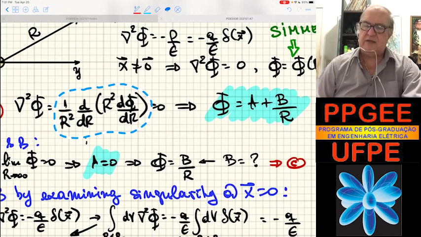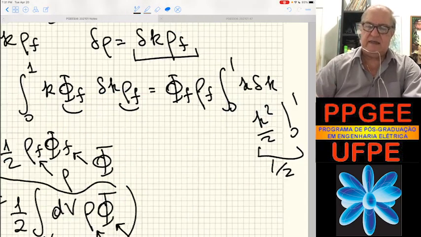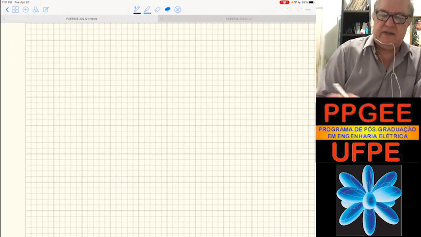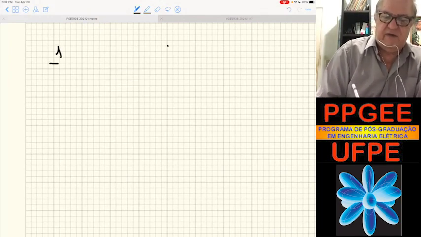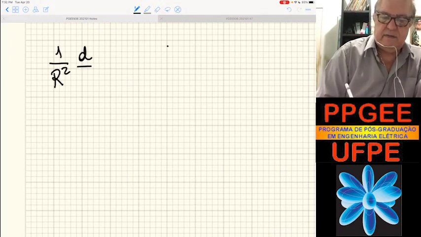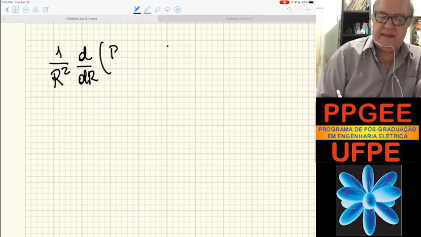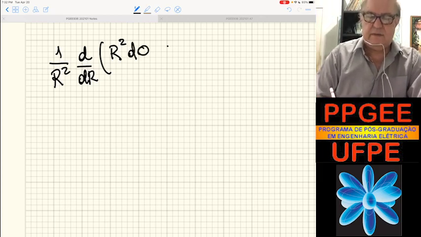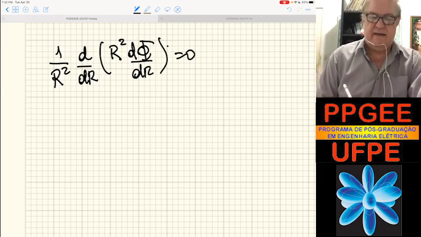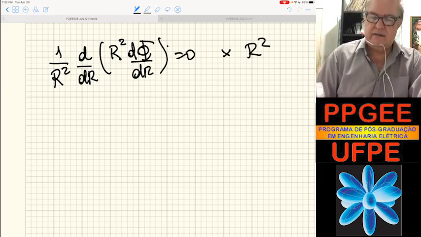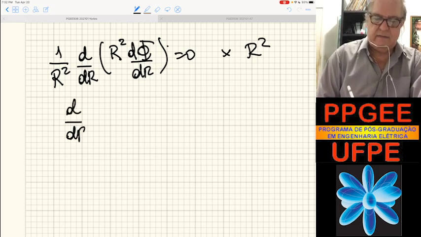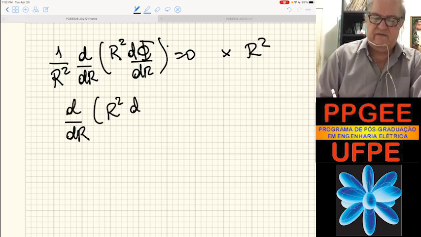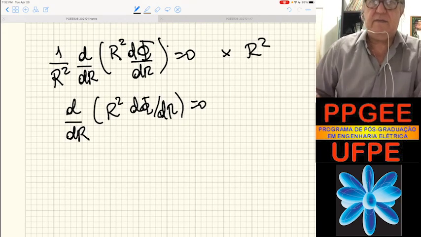If we solve this equation, let me do it quickly here, we're going to use that later. We have this differential equation here, which is the Laplacian in spherical coordinates, only the radial part, equals 0. So we multiply by r squared. We have d/dr of r squared dphi/dr equals 0. We make a first integration.